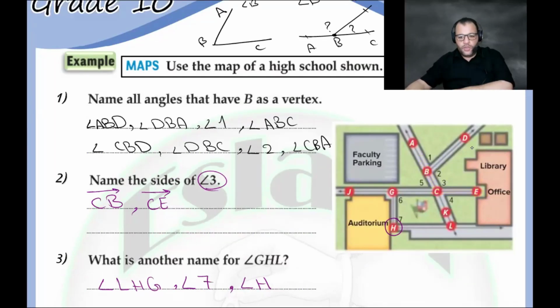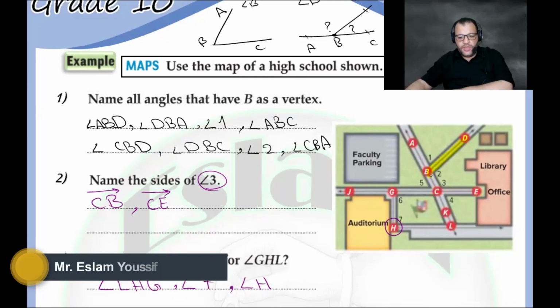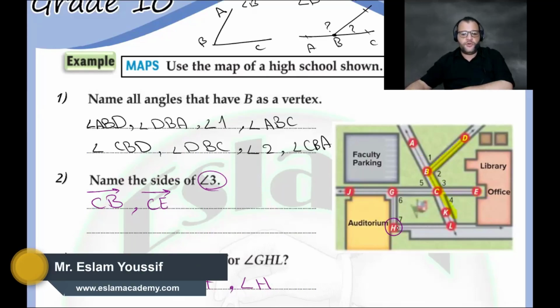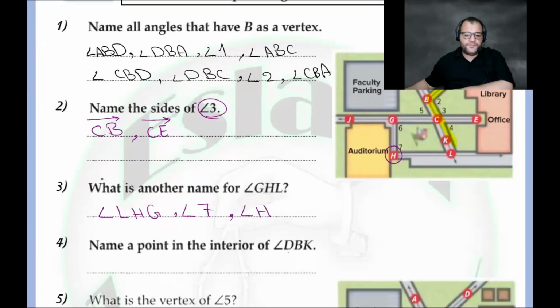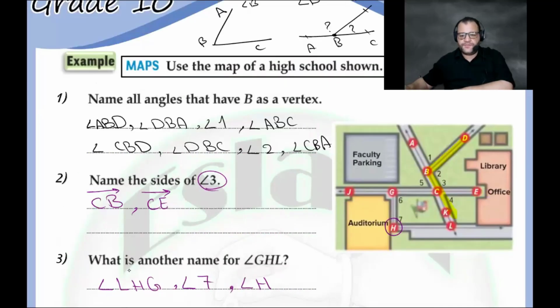We can go. I will start from DBK. I need the interior point, a point which lies in the interior part of DBK. Point E. Point E. BC. We need a point. Yes, it's E.